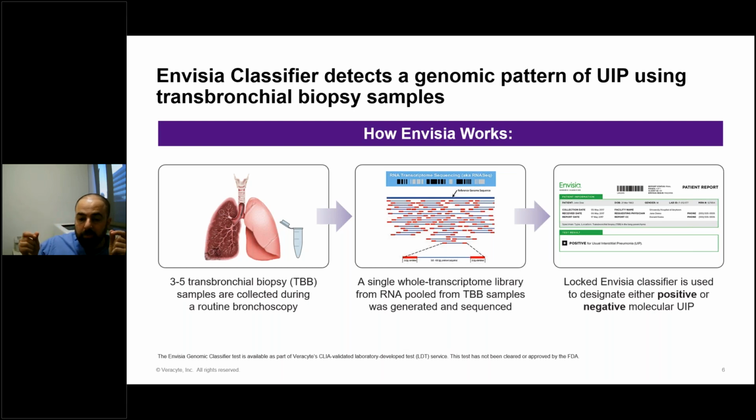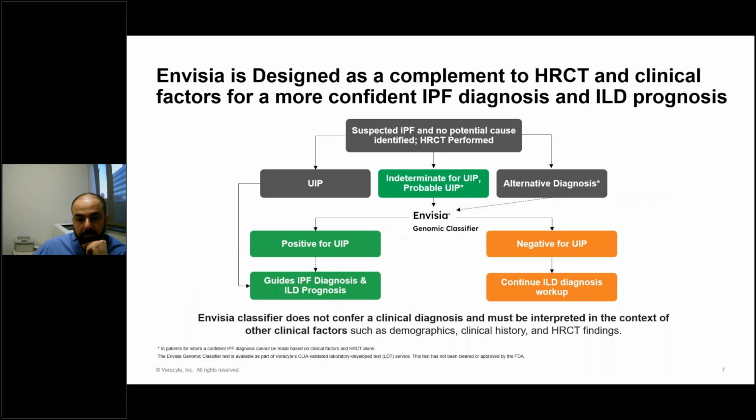Eventually, these tubes will be combined, and what happens? A single whole transcriptome library from the RNA pooled from these 3 samples will be generated using RNA sequencing. And in a 2 week period, the results will come, either positive for a molecular UIP pattern or negative for a molecular UIP pattern.